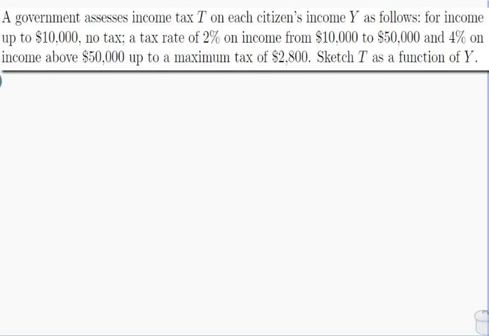It says to sketch T as a function of Y, so we have to draw a graph, but not an accurate one. It only has to have labels to say where the important things happen, like where the graph changes slope. Also, because we have to sketch T as a function of Y, T must go on the vertical axis and Y on the horizontal axis. Let's draw those axes in.